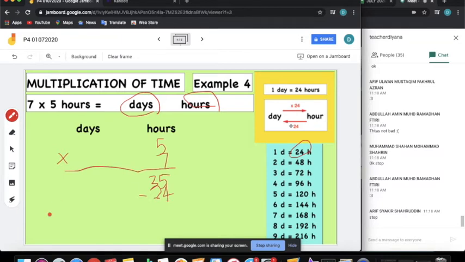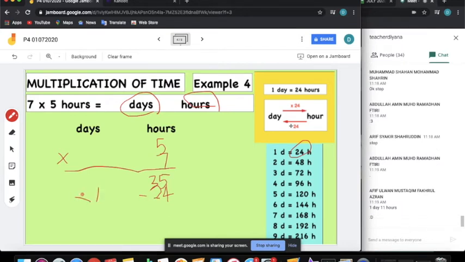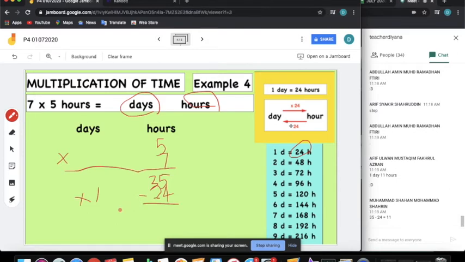Okay, focus in front. Now, you already did 7 times 5, you get 35. And after that, you said, teacher, I can take from hours to bring to the day. So now, 1 day equals 24 hours. Yes, Afif Ulwan, good. So teacher, I bring 24 here, I convert to 1 here. 24 equals 1 day. So now 35 minus 24 equals 11. Then you have 1 here. 1 day 11 hours.